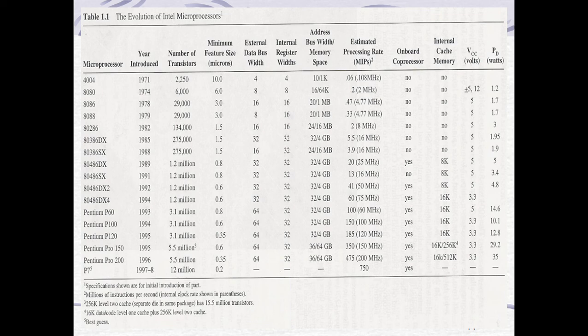The number of bits in the internal registers is increasing. This is important to store a higher number of bits in a register. Similarly, if the external data bus width is increasing, then the microprocessor is capable of bringing in more data at the same time. So these are the parameters that are very important for increasing the efficiency of the microprocessor.